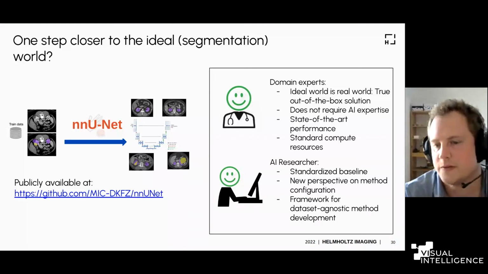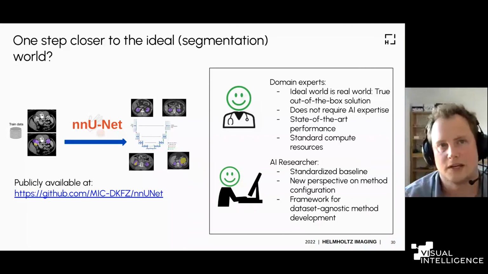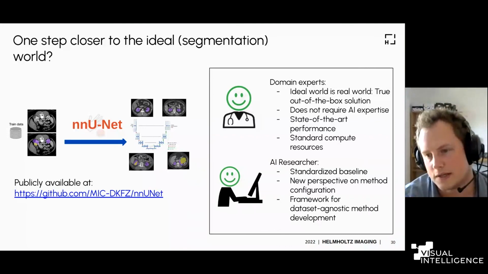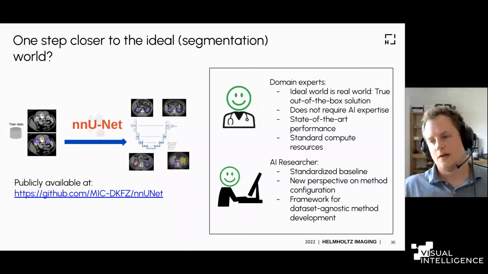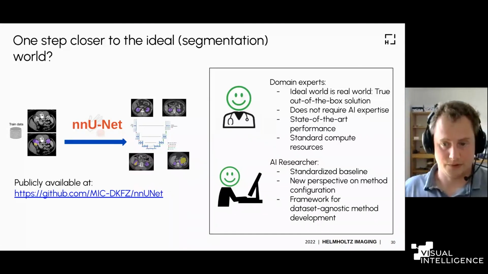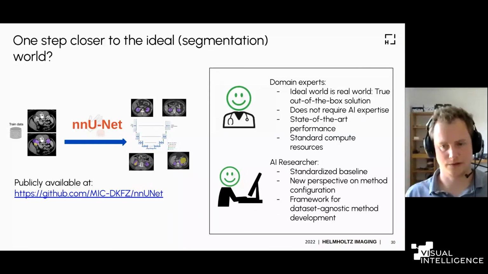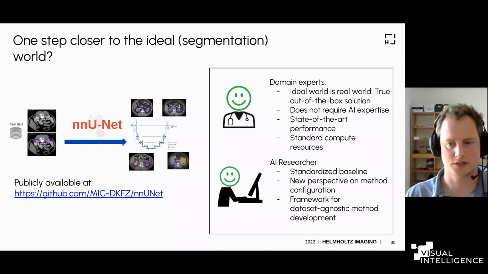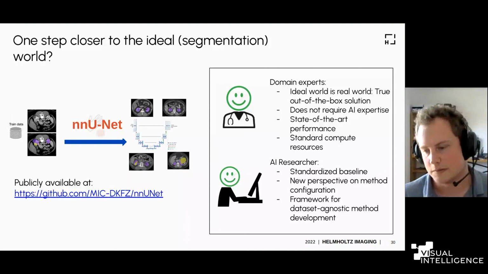nnU-Net offers a new perspective on method configuration, because you can now also, of course, go back and try to make the different heuristics and fixed parameters within nnU-Net better. Or if you, for example, want to evaluate a new loss function that you have developed, you can plug it into nnU-Net and let nnU-Net handle all the problems with the different data sets for you, so that you can concentrate on evaluating your loss function and let nnU-Net take care of the rest. So that's also what we mean with framework for dataset agnostic method development.